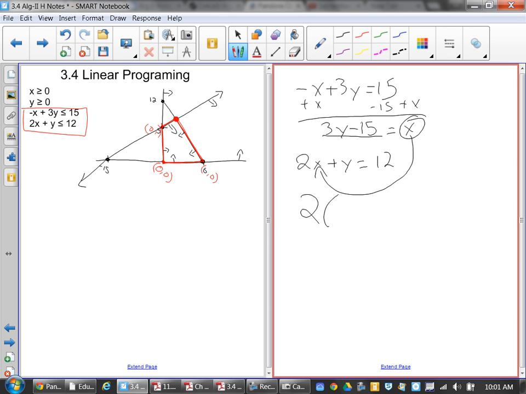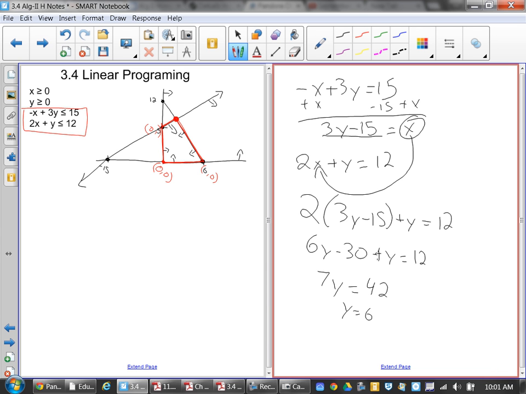So what happens here is you do this. 2 times (3y minus 15) plus y is 12. You're going to solve for one of the variables first, and then get the other order here. So we have 6y minus 30 plus y is 12. 7y is 42. y is 6. The algebra part here, resolving stuff out, shouldn't be that bad.